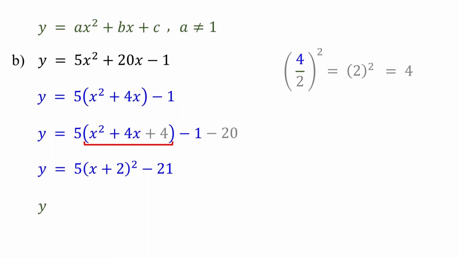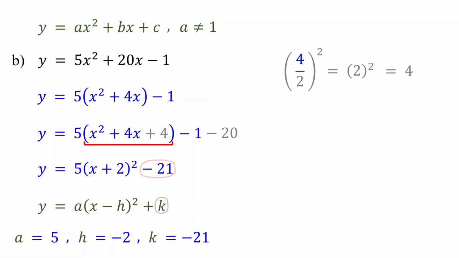This is now in vertex form, where a equals 5. h equals the opposite of the number inside the parentheses, and k equals the constant term. So, the vertex is the point (-2, -21).